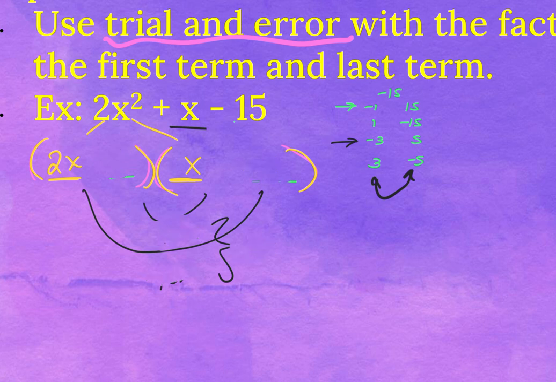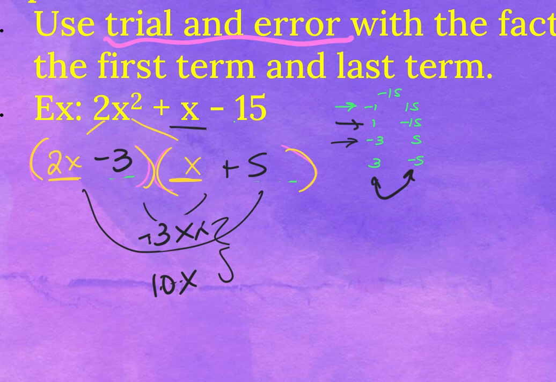So now I'm going to say this could also be 15, negative 1, and that's negative 2x, and positive 15x, and that's going to give me a positive 13. Switch those signs, it's just going to give me a negative 13, so I'm going to skip the next one. And then I go to negative 3, positive 5, and that gives me positive 10x, negative 3x.